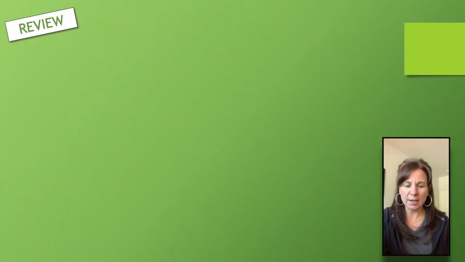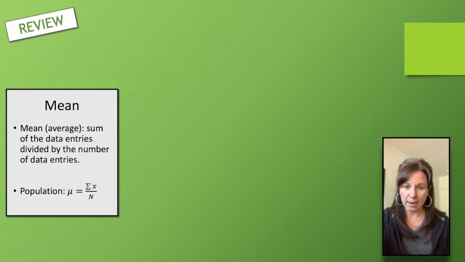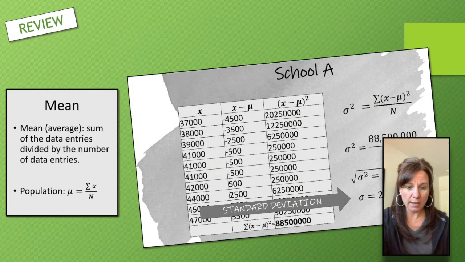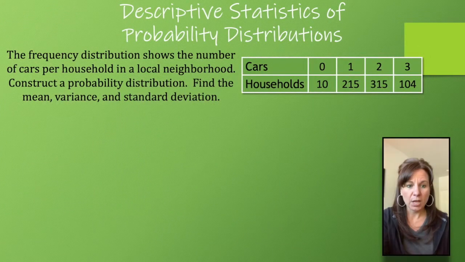When you're working with raw data, in order to find the mean, you add up all the data entries and divide by the number of data entries. Then you can use a table such as this one to find the standard deviation. We're going to do something similar with a probability distribution. So here's a frequency distribution that shows the number of cars per household in a local neighborhood. We're going to construct a probability distribution from this, and then we'll find the mean, variance, and standard deviation. First thing we need to do is figure out how many total households we're dealing with.